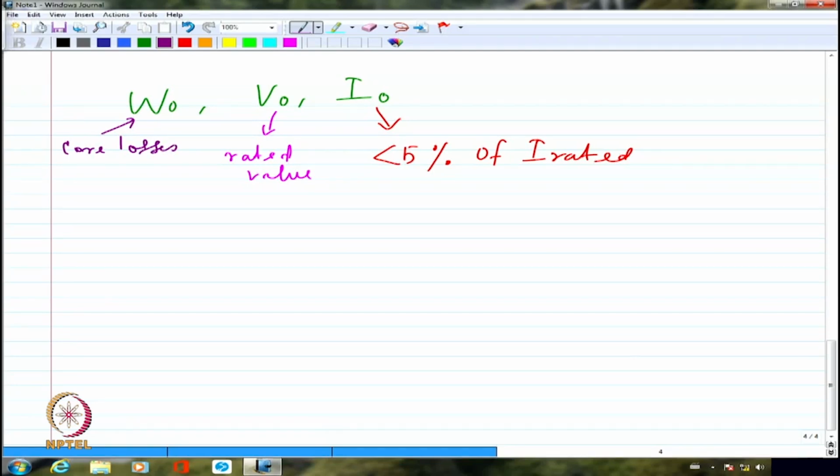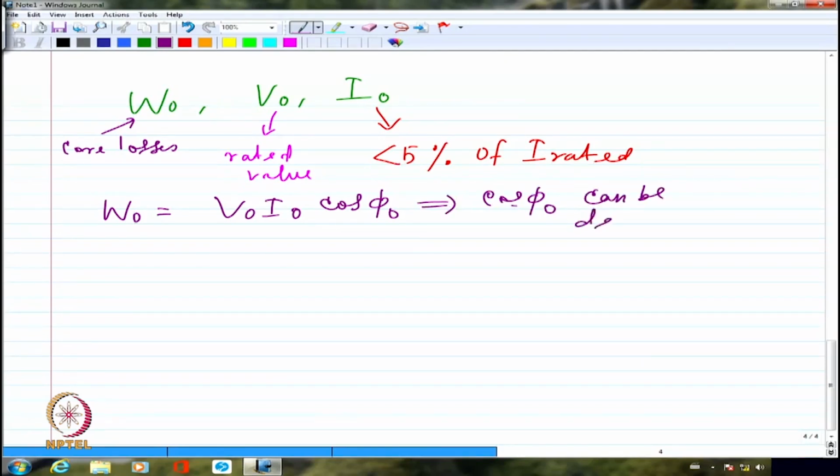So I should be able to get the rest of the equivalent circuit parameters in the parallel circuit, because the parallel portion of the equivalent circuit is the one which is talking so much about magnetism. So I should be able to say W0 equals V0 I0 cos phi naught. So cos phi naught can be deduced.